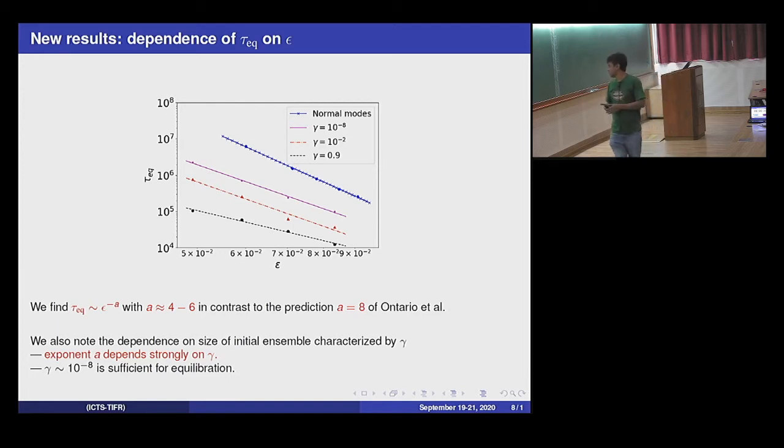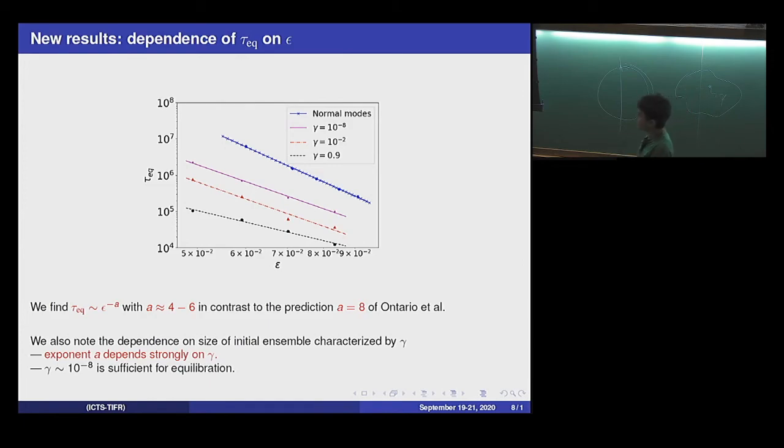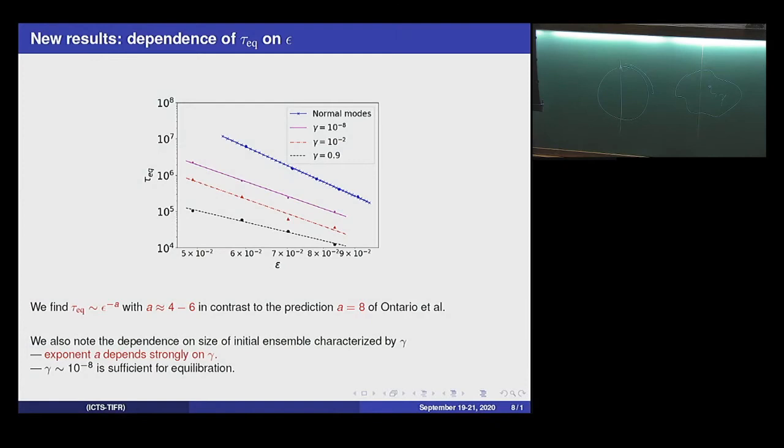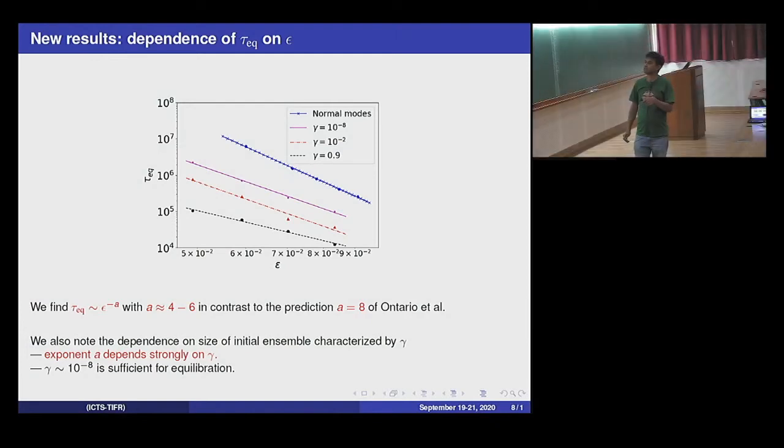Basically, you have this big phase space, and initially you are not starting from one point, but from a small blob, and this blob has a size gamma. Gamma can be really small, even 10 to the power minus 8 is sufficient to eventually equilibrate the system. But some details change; the slope that you get out here changes with gamma.